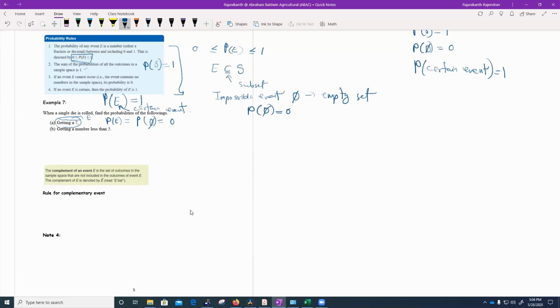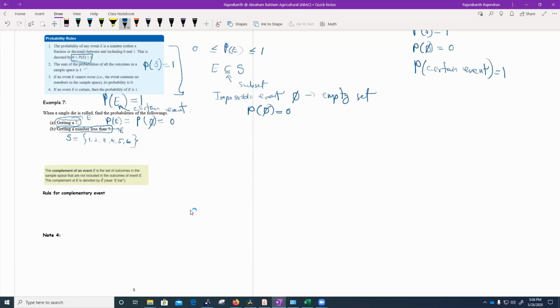Part B: getting a number less than 5. Remember, if you write down the sample space for this problem, when you roll a single die, there are 6 possibilities you may get. You may get any number out of these 6, and we don't know which one. For sure, I know I will get one of these 6 numbers. So now my event E is getting a number which is less than 5. This is the particular event they are asking us to find the probability of.